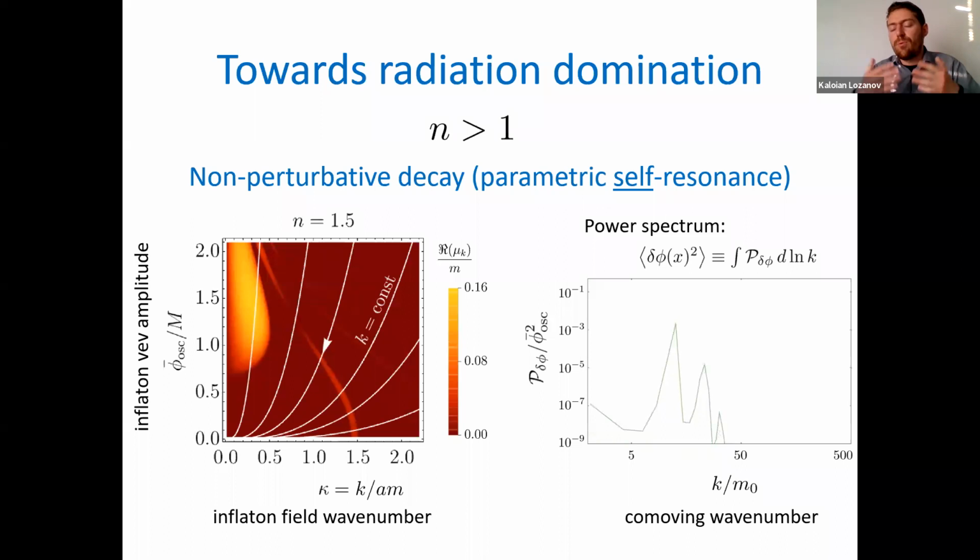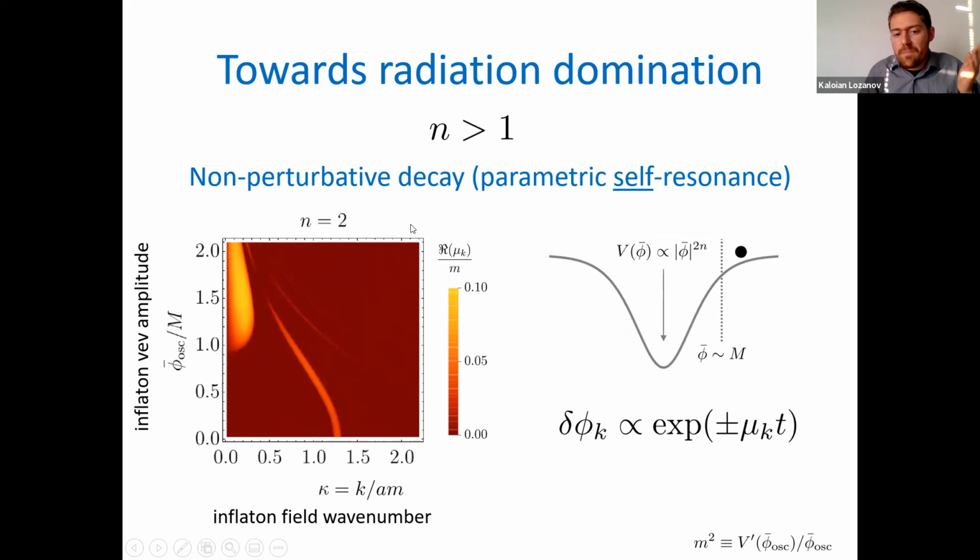However, they also take us a step further since they capture the full nonlinear dynamics of the inflaton field. Okay, so now let's increase the value of the power n from 1.5 to 2. The Floquet chart remains qualitatively the same. We still have the broad low momentum band and the series of narrow bands going all the way to the bottom of the chart. The expansion of the universe can be again incorporated qualitatively.